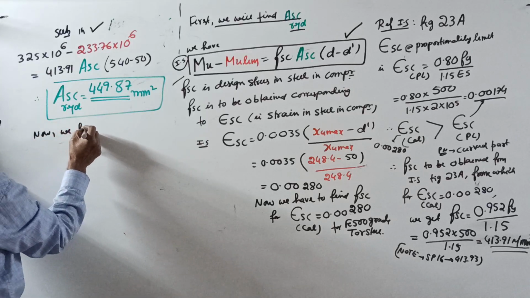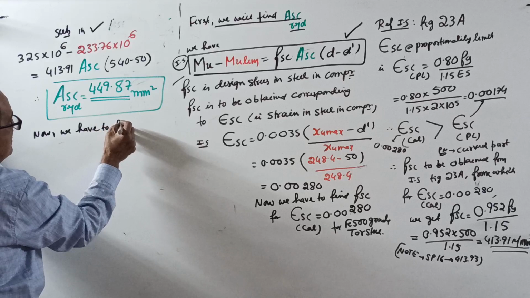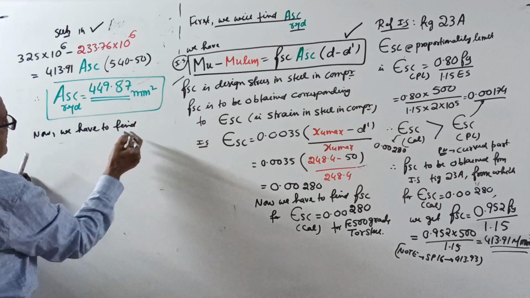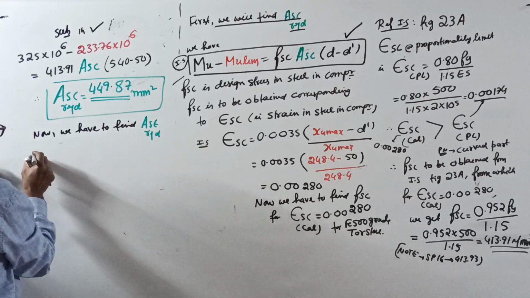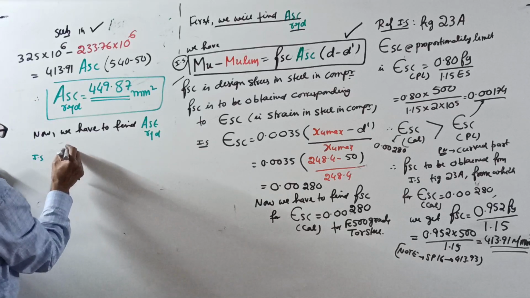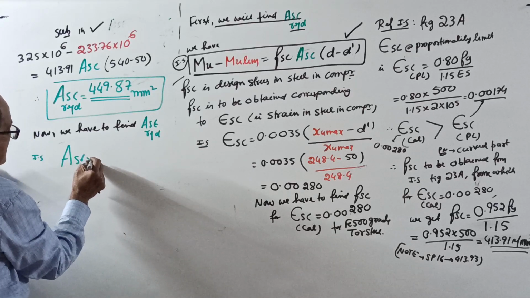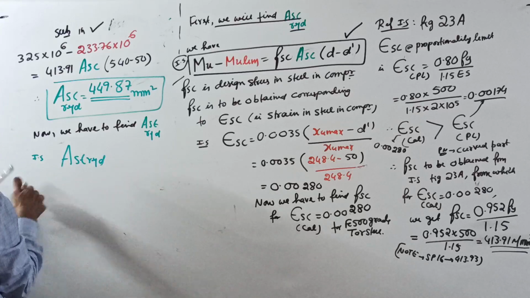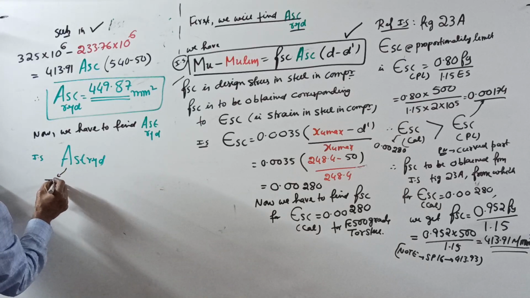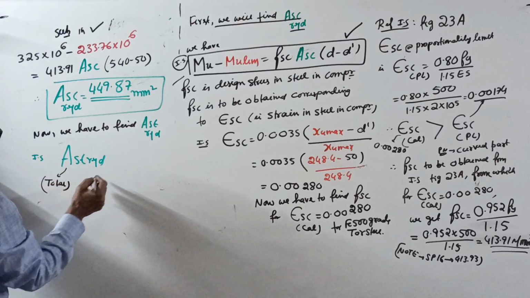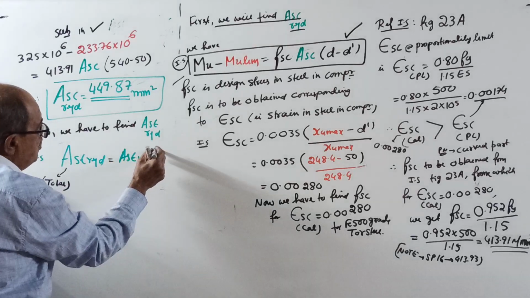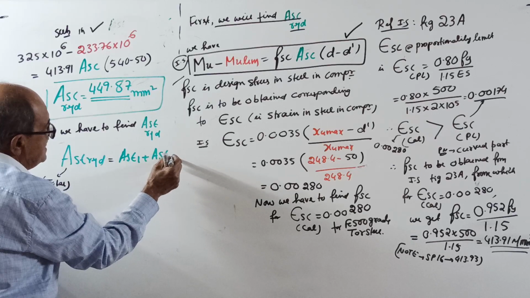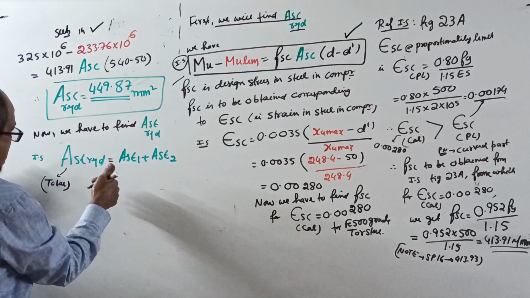Now we have to find AST required, total. As per the IS code, for AST required they used one word: total. Actually, the total is not required. Understood. AST equals AST1 plus AST2. Everything is explained in the procedure sheet. First write AST2.